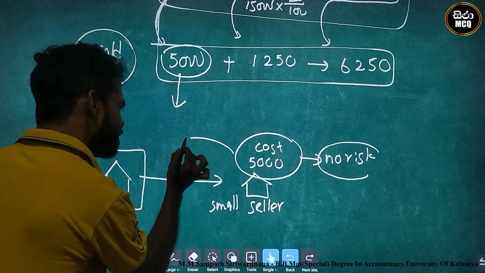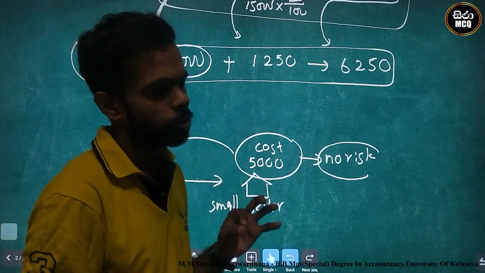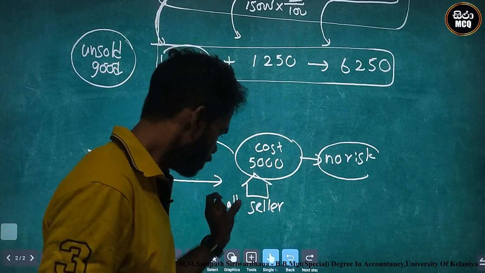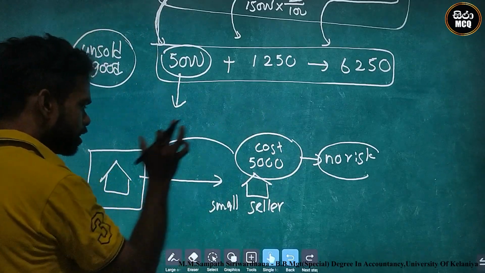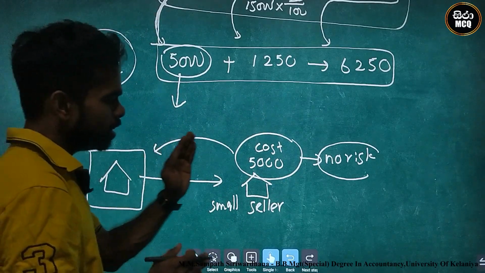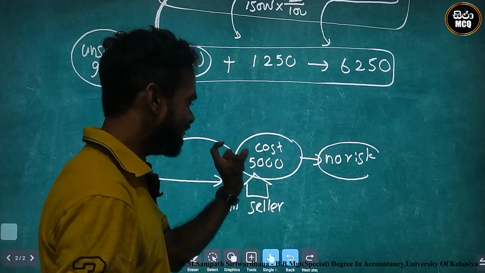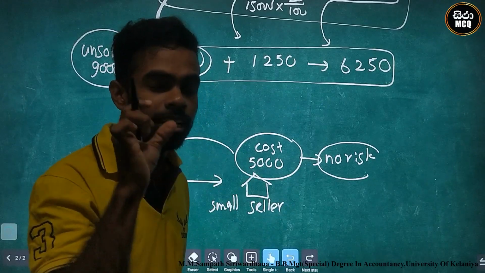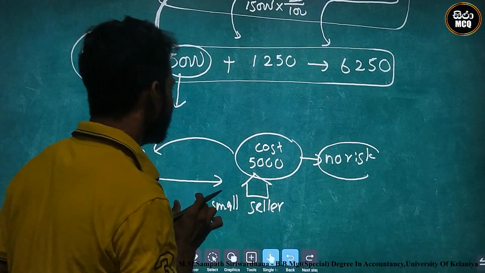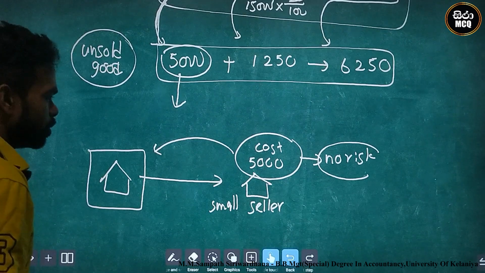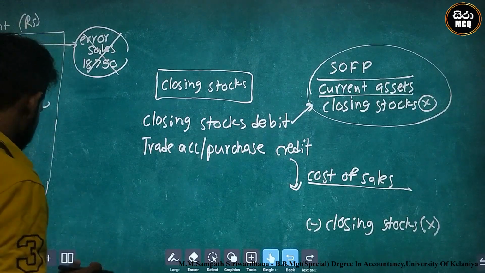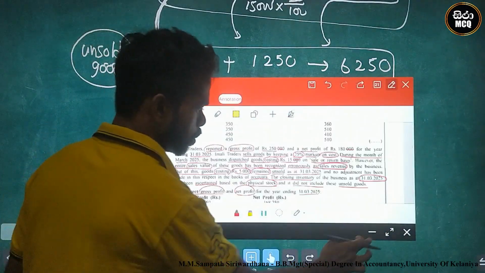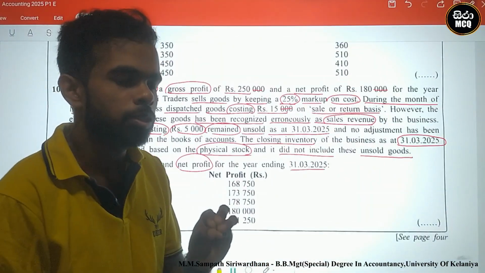He can resend these goods. Remaining stocks, he can return them. There is no risk to the small seller, but there is a risk to our business. Why? These goods can be returned. Therefore we must identify these remaining stocks as our closing stock. They already accounted closing stock, but these unsold goods were not identified.